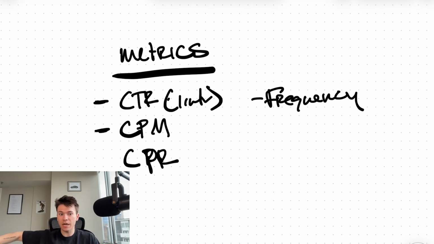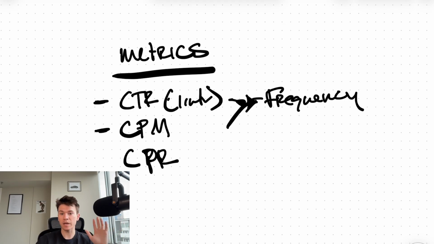Now you have things down funnel like opt-in rate, booking rate, VSL play rate, but on the ad level in the campaign, it is literally just your click-through rate or your CPMs. If I see either of these spike, then I'll look at frequency. But that's it. Don't overcomplicate this. Don't look at all these other fancy metrics. Just look at click-through rate, CPMs. That's all you need to understand.